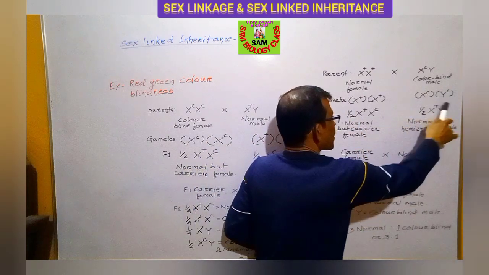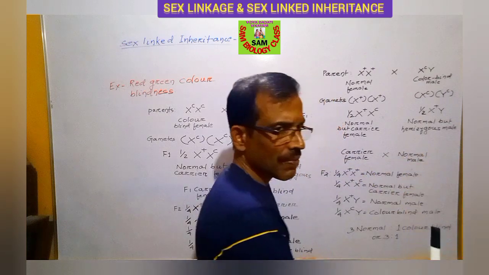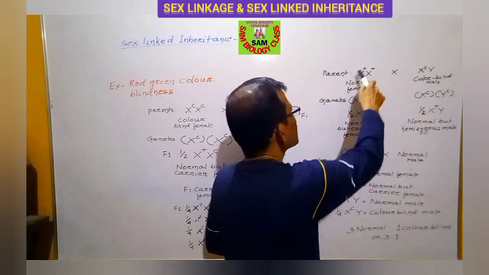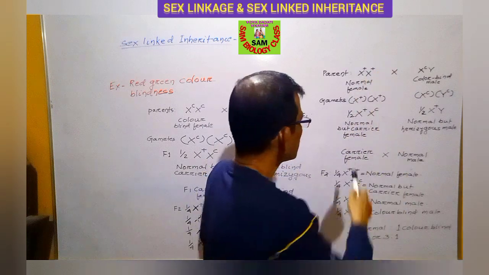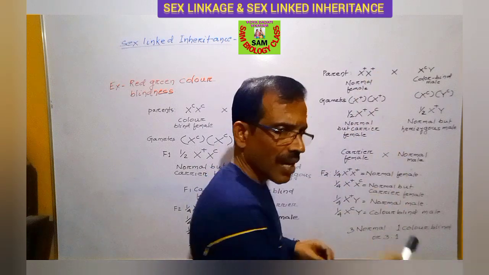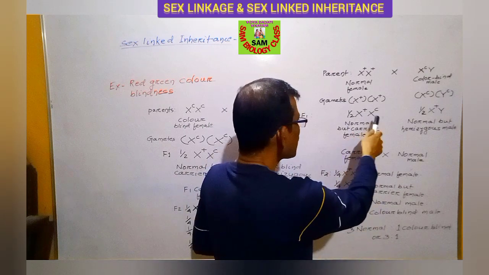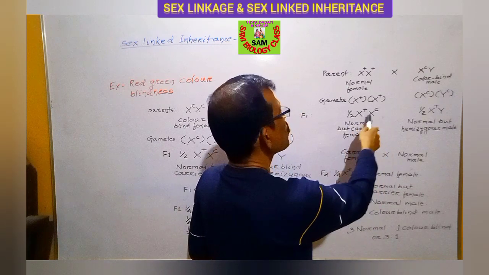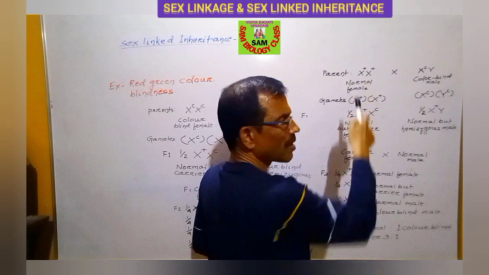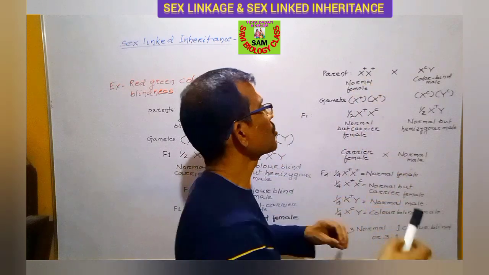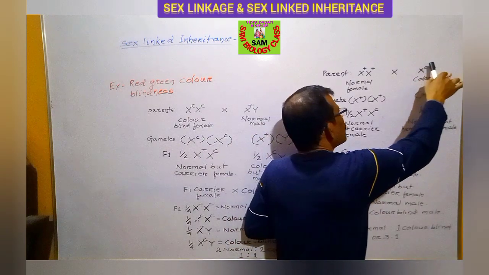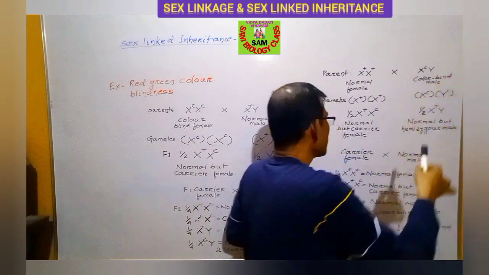When a normal vision female is married to a colorblind male, then all F1 offspring are normal. F1 sons are normal because they receive their X chromosome from the mother, which has the dominant allele. Daughters are normal but they are carriers. They are normal because they receive one X chromosome from the mother, which has the dominant allele, and the other X chromosome from the father, which has the recessive allele.